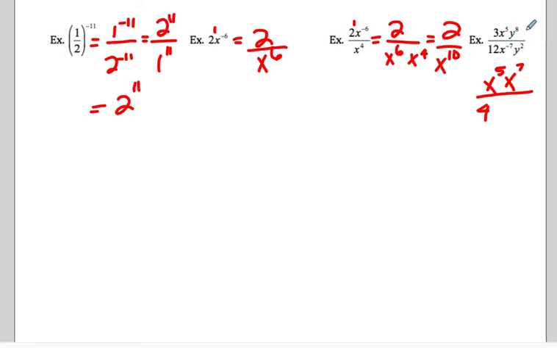The y to the 8th in the numerator and the y to the 2nd in the denominator, I'm going to go ahead and reduce those. So I have 8 ounces of base Y cake, 2 ounces of base Y beverage. So I have more cake than beverage. So I'm going to be left with 6 ounces of base Y cake.